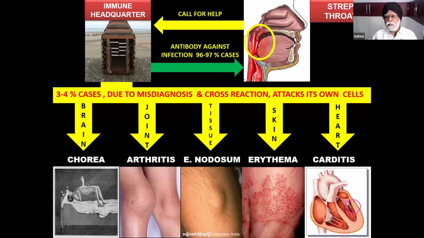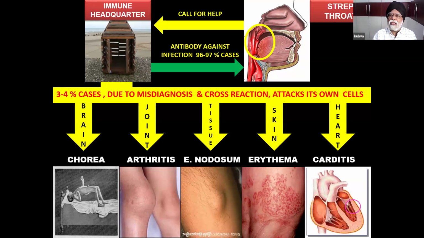There are 5 parts in the body which contain M protein in their cell wall. Unfortunately, this antibody attacks these 5 organs and creates so many symptoms in the body. One is when it works on the central nervous system. It acts on the brain, and there is some disturbance due to this antibody.